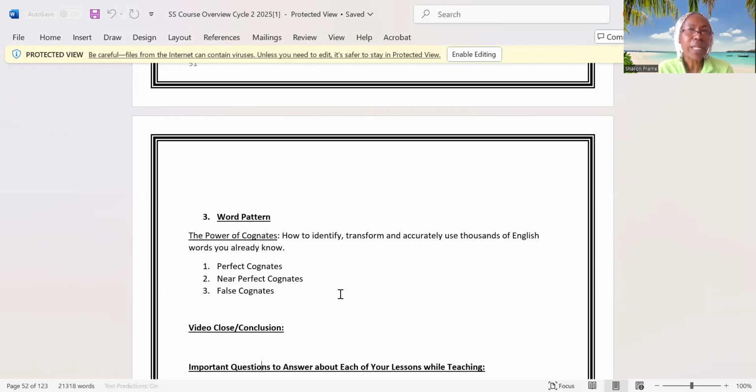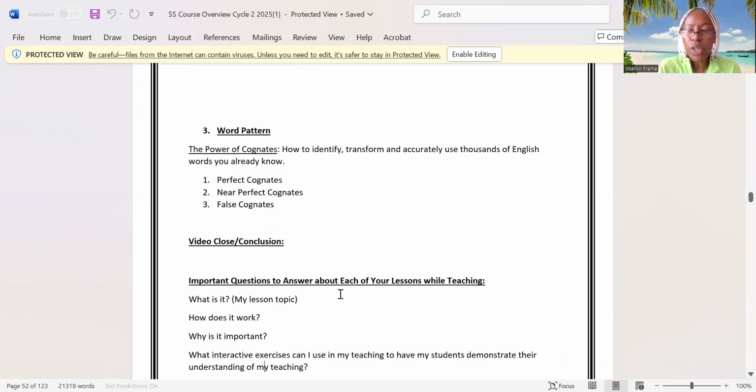And then you explain what a near perfect cognate is, and you can do the same thing with your friend, just like I explained earlier. You say the word in Spanish, and they say it in English. And then the false cognates, you guys can have some fun with that. Then you close out your teaching presentation with, of course, in conclusion, or as I said earlier, or wrapping up, and then you can recap.